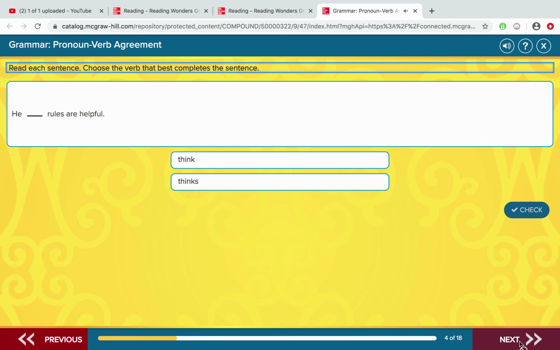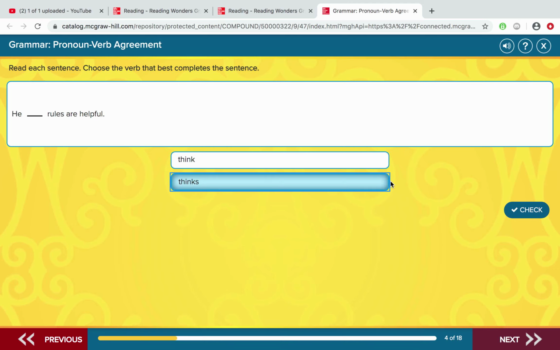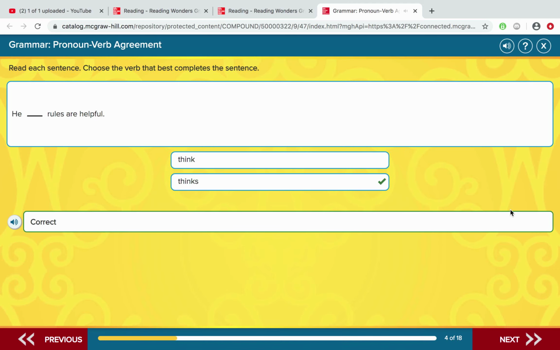Here's the next one. He blank rules are helpful. He think rules are helpful, or he thinks rules are helpful. Which one sounds the best? Good job! He thinks rules are helpful. Again, the pronoun he, when added to a verb, agrees when you add an S to the verb.